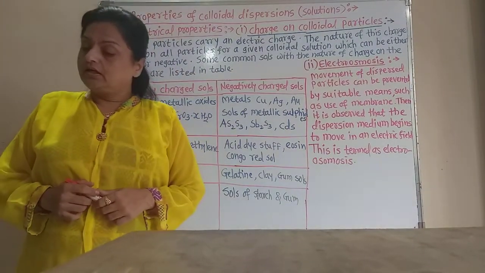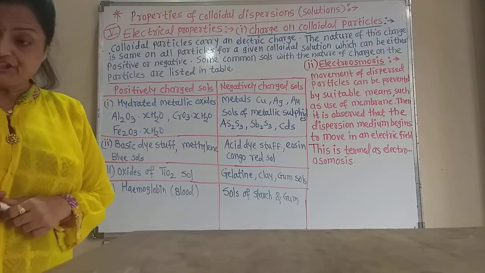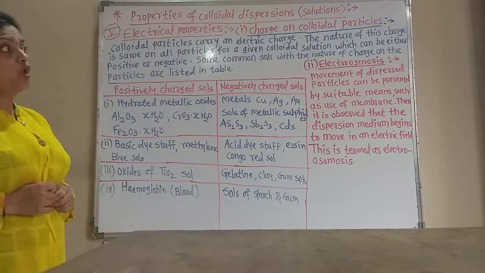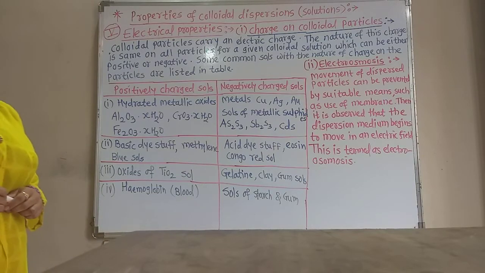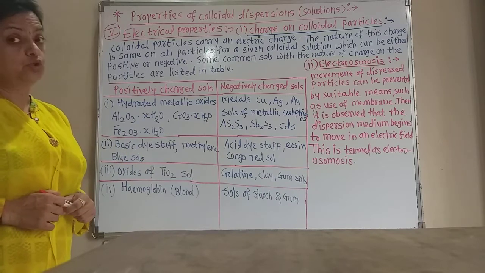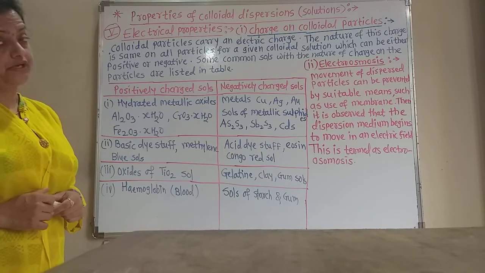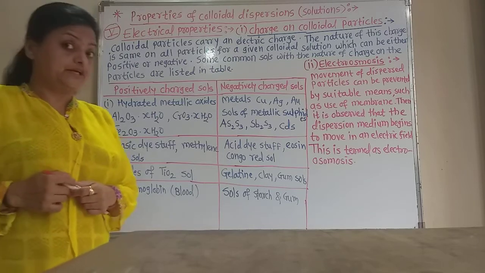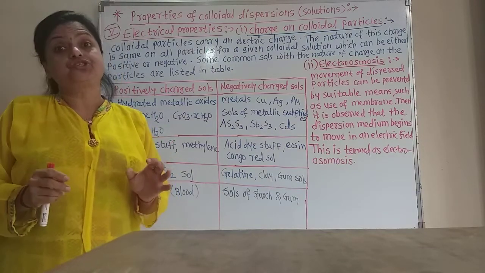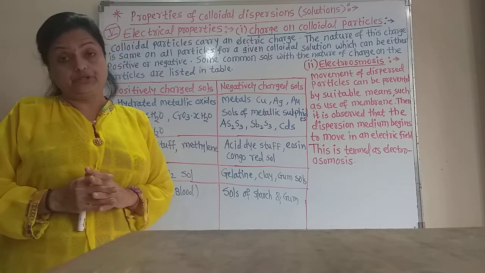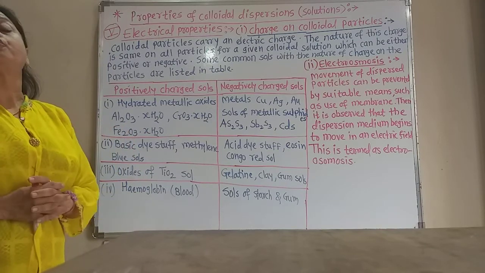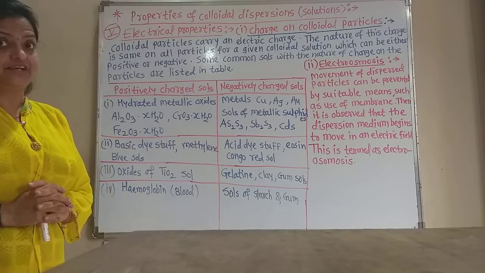There are three electrical properties of colloidal dispersion: the charge on colloidal particles, electroosmosis and electrophoresis. Now let us learn about the charge on colloidal particles. The colloidal particles in a colloidal dispersion always have some charge. It may be positive or negative, and that depends upon which type of colloidal dispersion it is.